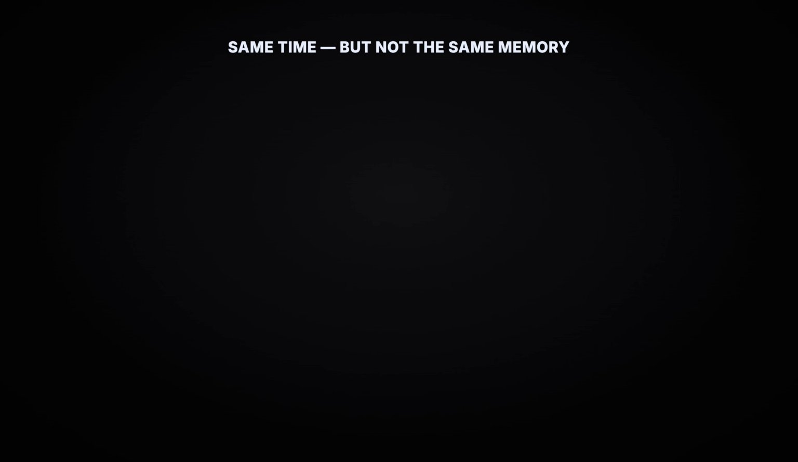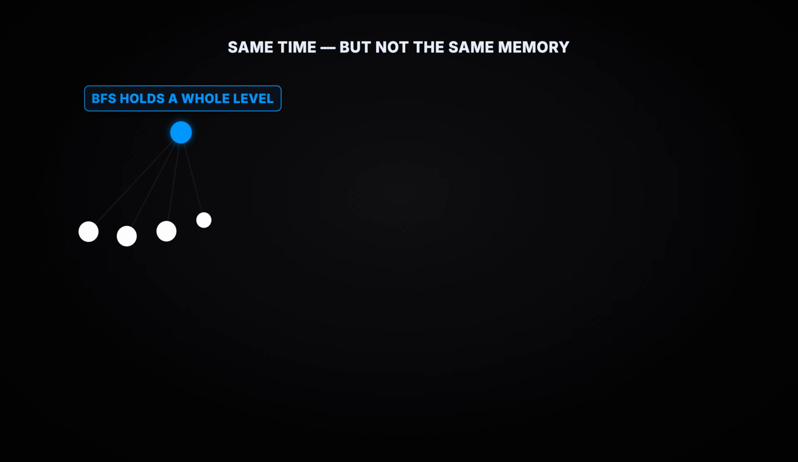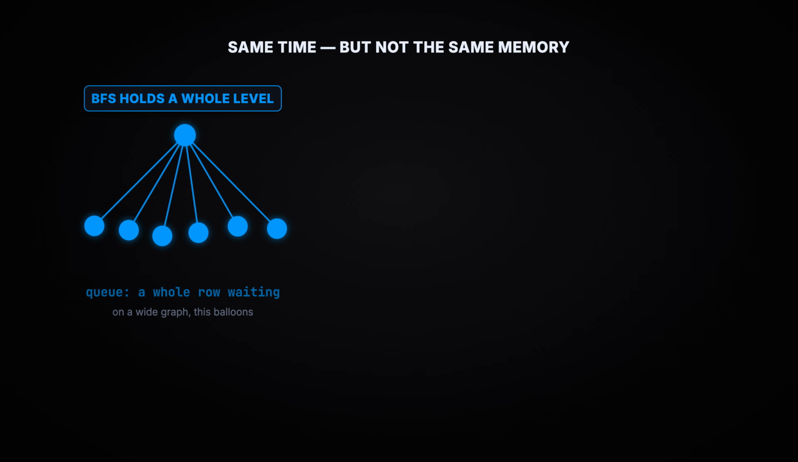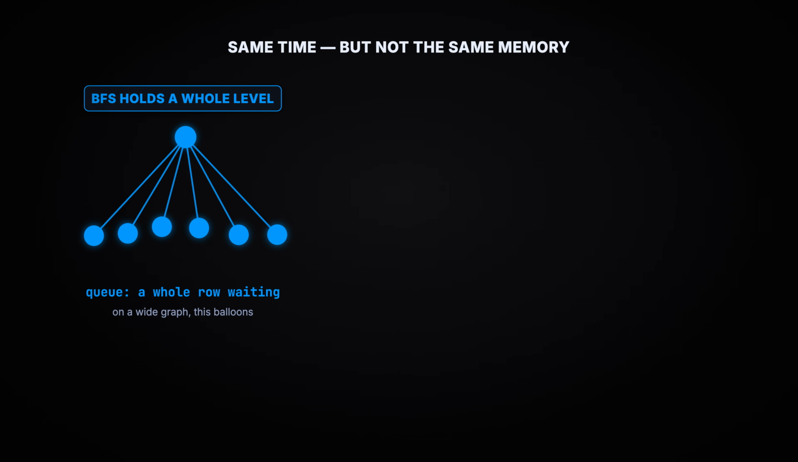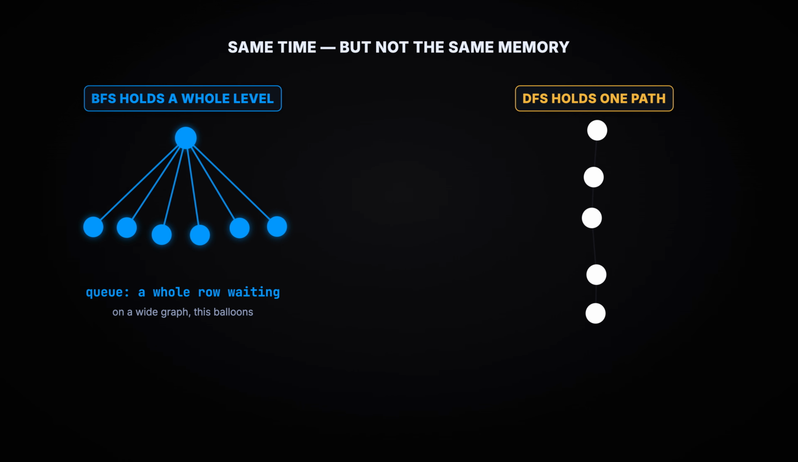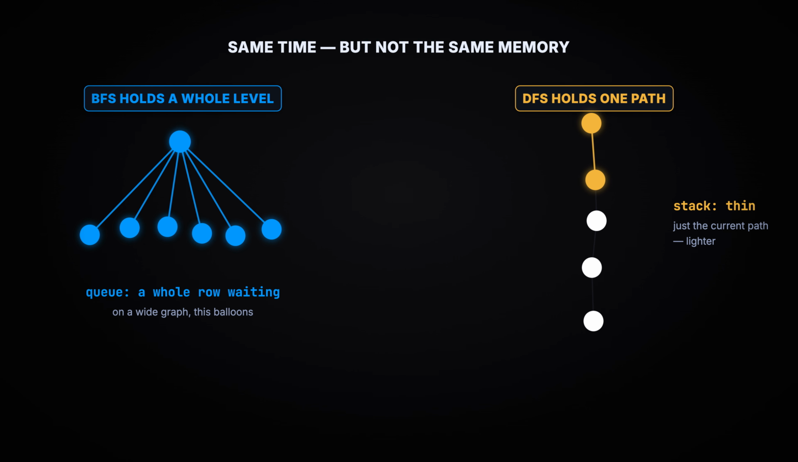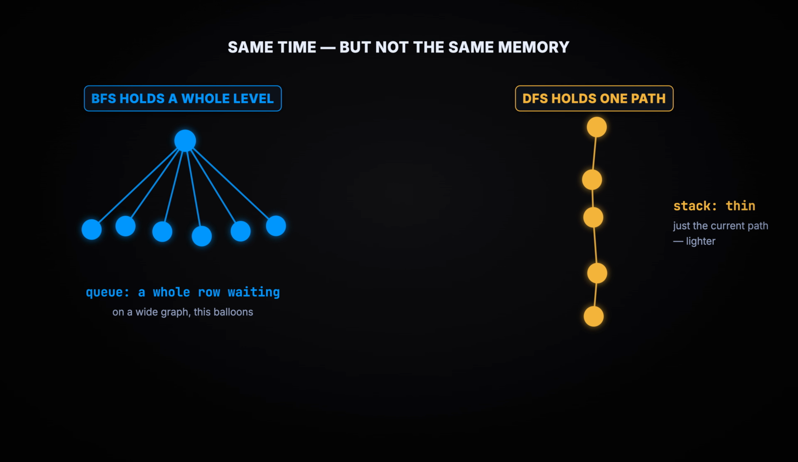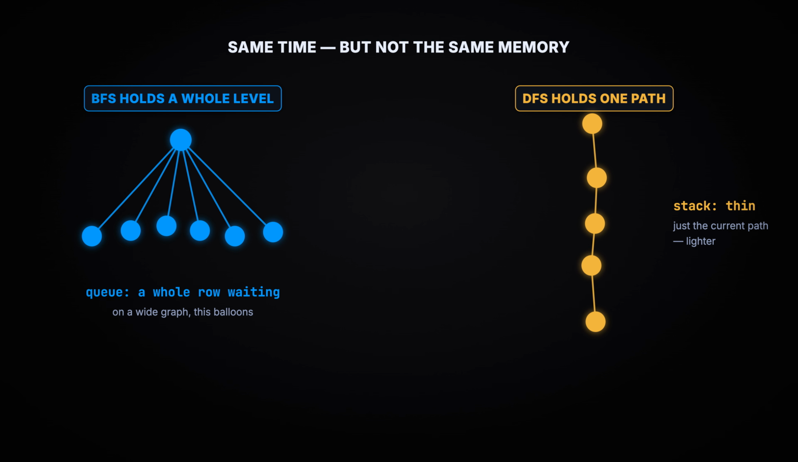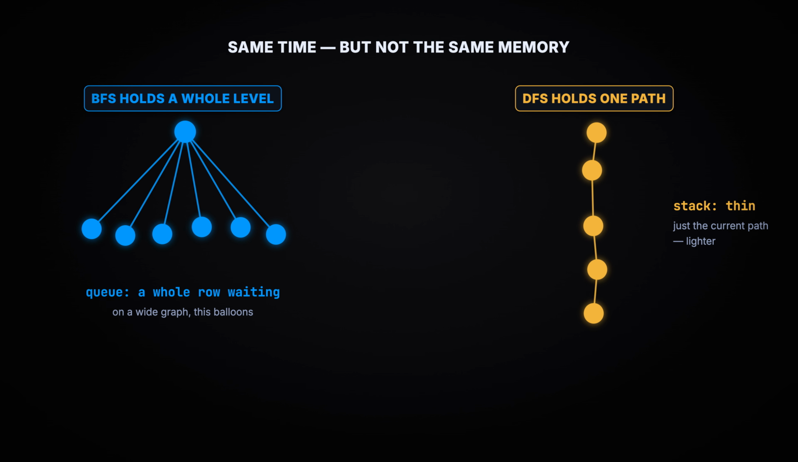If they take the same time, is there any real cost difference? Yes, and it is about memory. BFS has to remember an entire level at once. On a wide graph, that frontier can balloon. Thousands of nodes sitting in the queue at the same moment. DFS only remembers the single path it is currently standing on. Its stack is as deep as the graph is tall, but usually far thinner. So DFS is often lighter on memory, while BFS can become heavy on wide graphs.